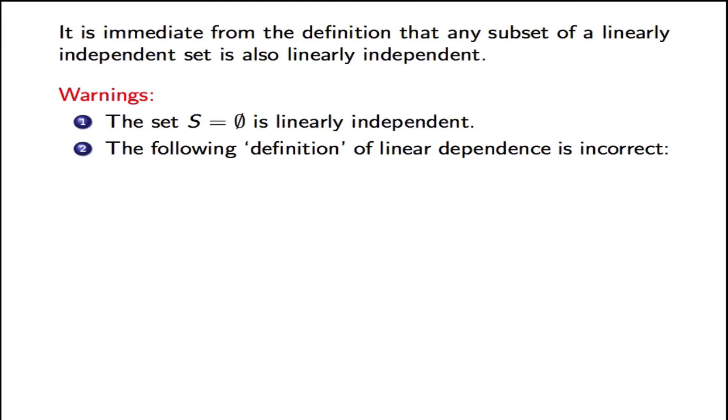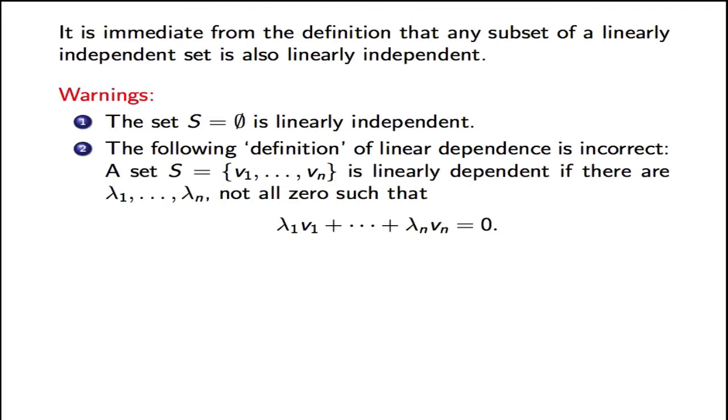The next warning concerns the following definition in quotations of linear dependence, which is actually incorrect. So this possible definition says the following. It says that a set S, say v1 up to vn, is linearly dependent if we can find lambda 1 up to lambda n, not all equal to 0, such that lambda 1 v1 plus ... plus lambda n vn is equal to 0. So this looks very, very similar to what we've been doing before. But what is the problem with this definition?